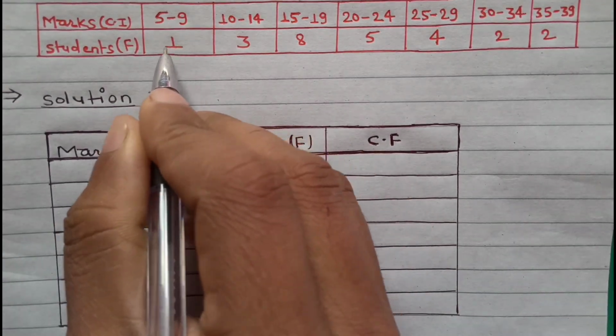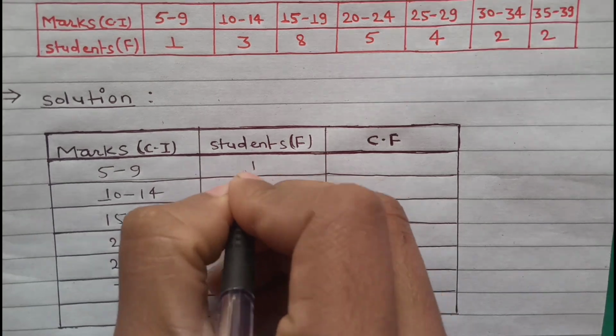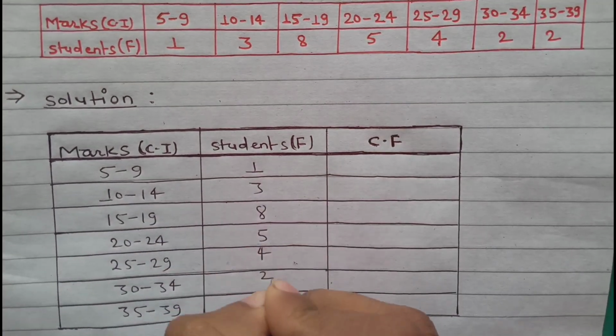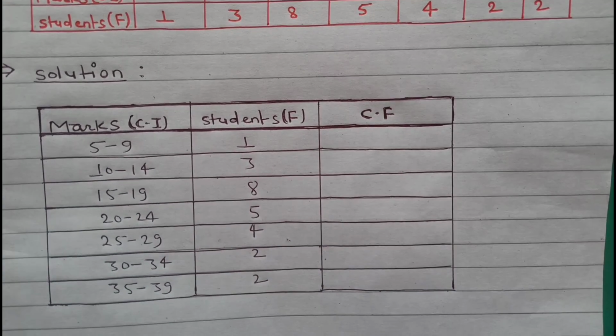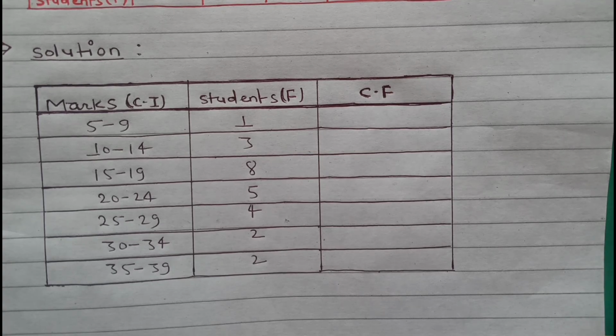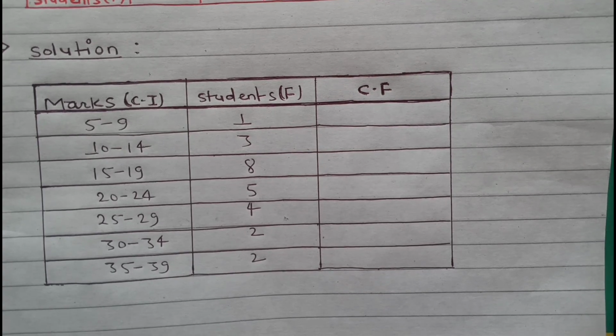And the students, the frequencies, are 1, 3, 8, 5, 4, 2, 2. We have to make the table like that and fill up the data like this if the question is a continuous series.